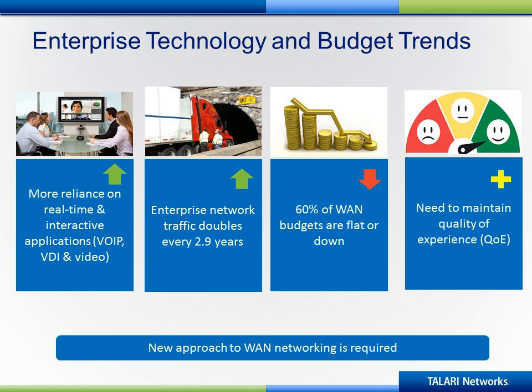Now, this next bullet point comes from Gartner, and they highlight the fact that for most enterprises, the amount of traffic they have to handle over their infrastructure overall, including all their networks in the data center and across the WAN, doubles roughly every 3 years.